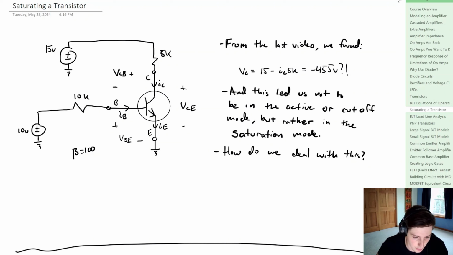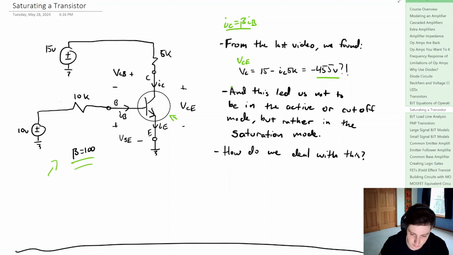In this video, we're going to look at saturating a transistor and what that really means and the mathematics behind it. So in the last video, we saw that we had this circuit here with our beta value equal to 100 and we're using an NPN transistor. Now what happened is if we assume that the collector current was equal to beta times the base current, well, we found that VC, which would be equal to VCE, was equal to minus 455 volts, which is extreme.